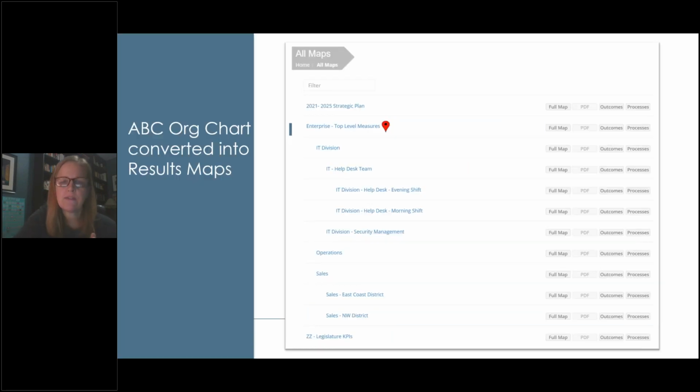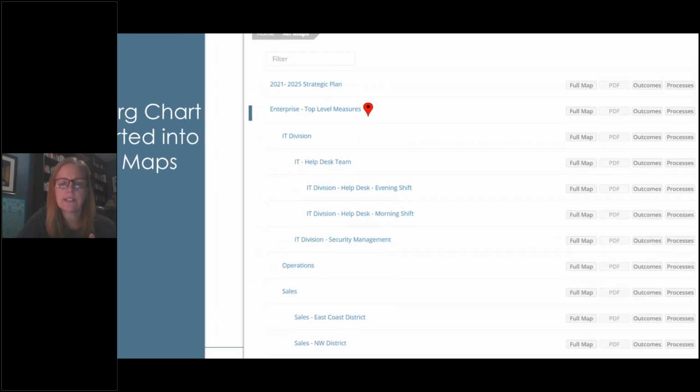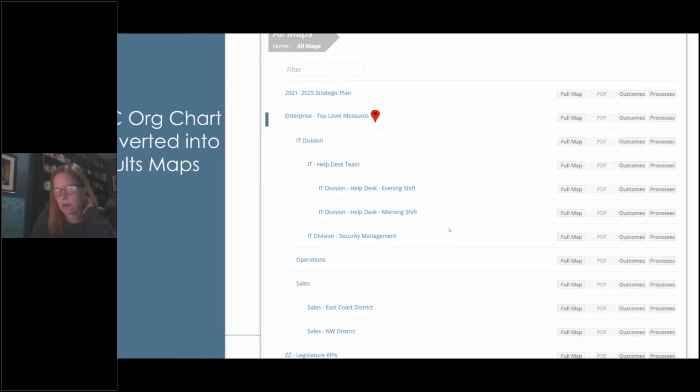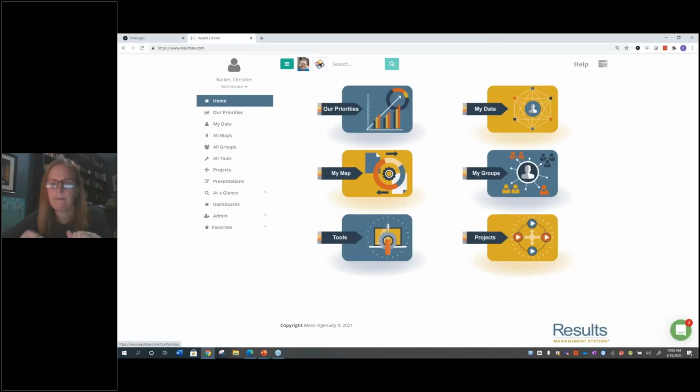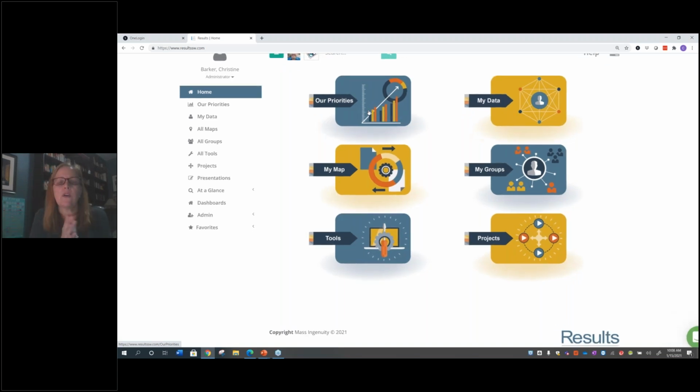I'm going to zoom over. This is just a quick little slide, but I'm going to show you this live over in Results. You can see here how I have taken my org chart structure and moved it into Results. Give me a second and I'm going to toggle over to Results and show you now. I'm going to zoom in a little bit. Okay, so I'm in Results. I'm on my landing page.